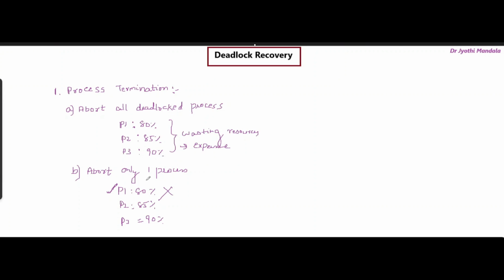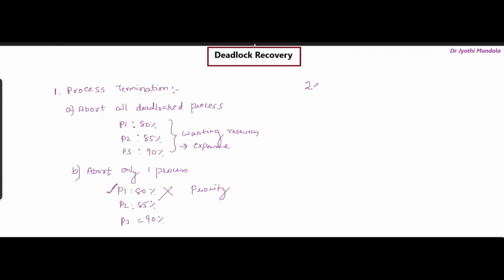So the lowest priority or lowest execution time, it depends. Sometimes you can go on priority also, whichever process is of less priority. Sometimes this may be of highest priority, then whichever process is of lowest priority, abort that one. It depends upon your approach. Which has taken less execution time, you can abort that one. Which is of less priority, you can abort that one. So one after the other has to be aborted. So this is the first way of deadlock recovery, which is through process termination.